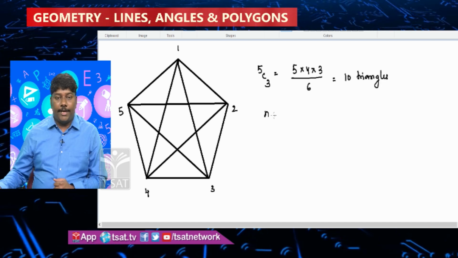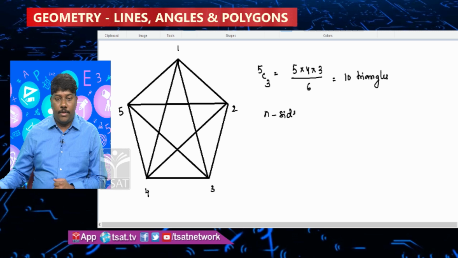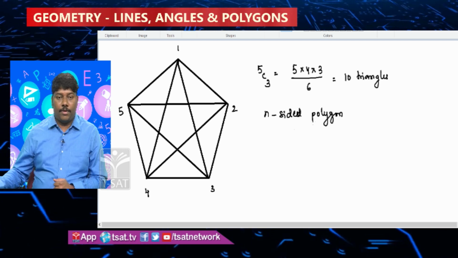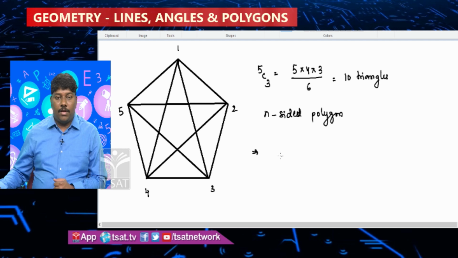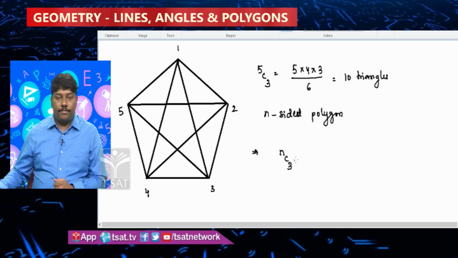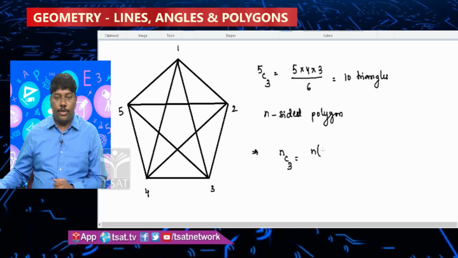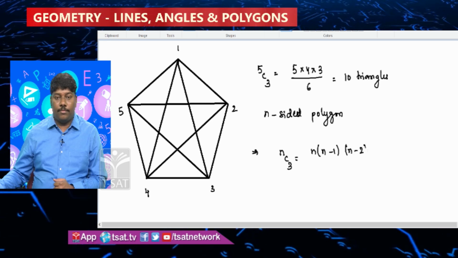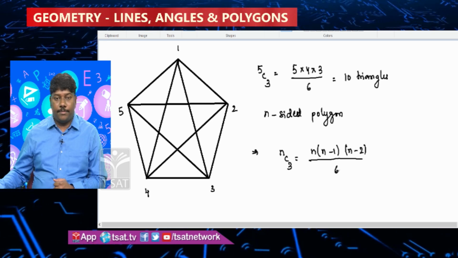Generally for an n-sided polygon, it is nC3. The nC3 formula is n into n minus 1 into n minus 2 divided by 6.